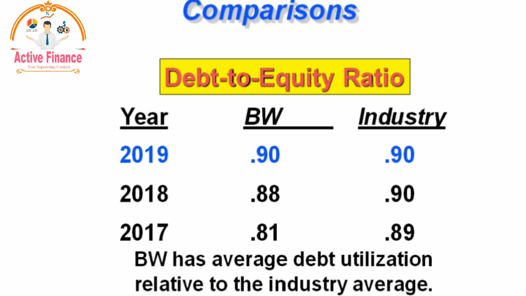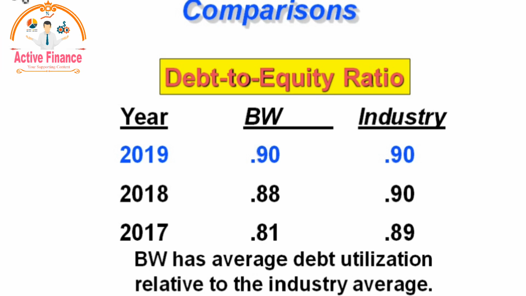Now the comparison. This is the comparison of our first ratio, the debt to equity ratio. This is the data of 2019, which is 0.90, and the industry's average ratio is similar, which means it's okay. It's average debt utilization relative to the industry average.